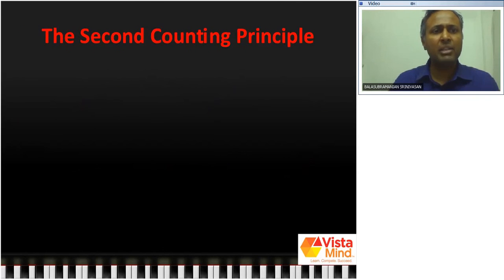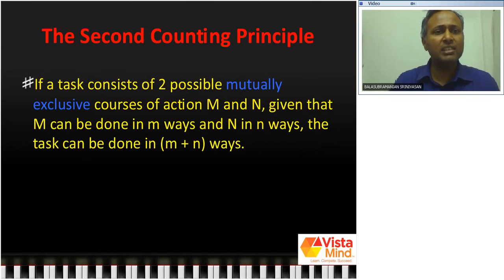We now come to the second counting principle, the other important concept to be learned in the area of permutations and combinations. This principle reads as follows. If a task consists of two possible mutually exclusive courses of action capital M and capital N, given that capital M can be done in small m ways and capital N in small n ways, the task can be done in small m plus small n ways.